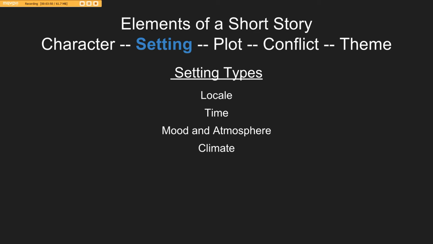Climate. This usually refers to the weather. Is it raining? Is it hot? What is the climate? It always helps set the setting. Is it snowing?